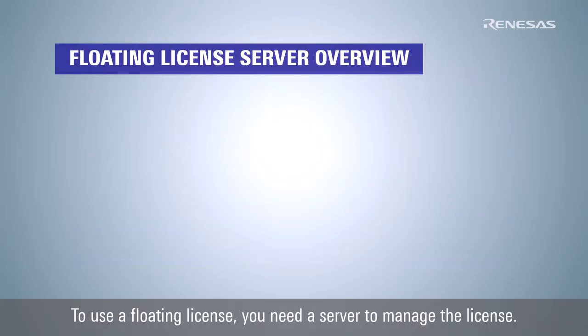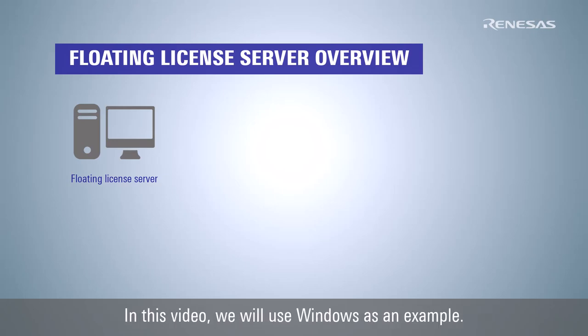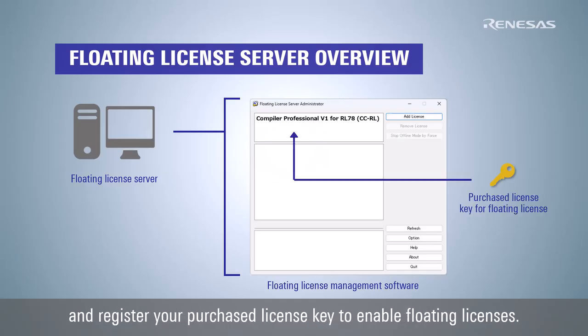To use a floating license, you need a server to manage the license. You can use a Windows, Linux, or Mac OS PC as the server. In this video, we will use Windows as an example. Install the floating license management software on the server PC and register your purchased license key to enable floating licenses.